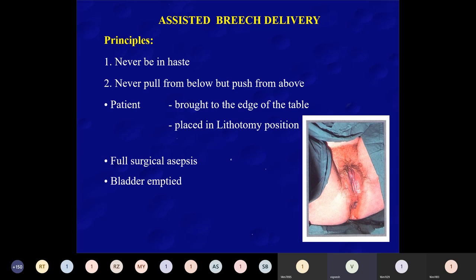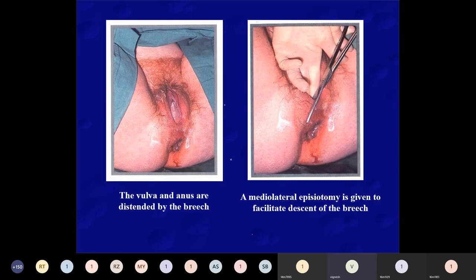You should have full surgical asepsis. Bladder and bowel both should be emptied. Then, when the vulva and anus are getting distended by the breech, a mediolateral episiotomy is given to facilitate the descent of the breech. Normally in the vertex presentation, we give it at the time of crowning of the head. In breech, it should be at the time of crowning of the breech.